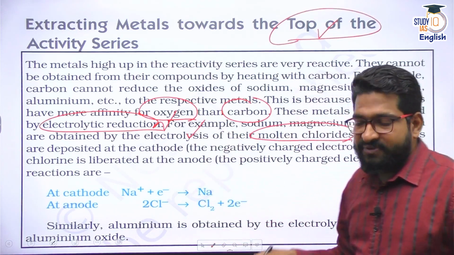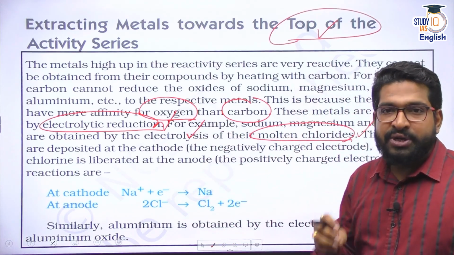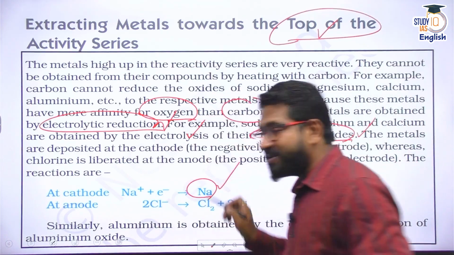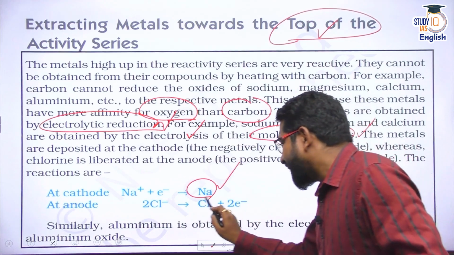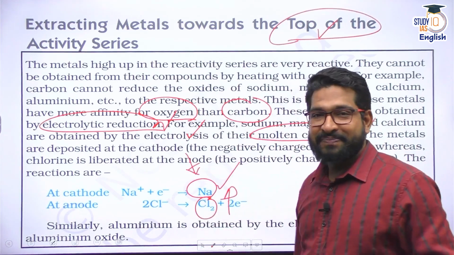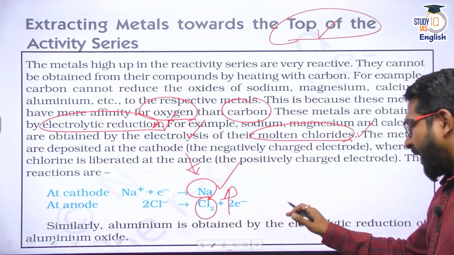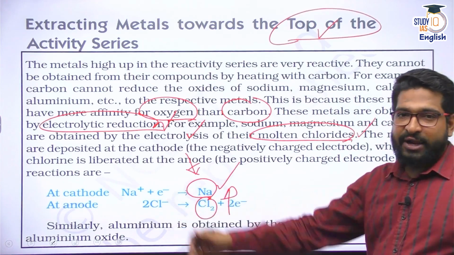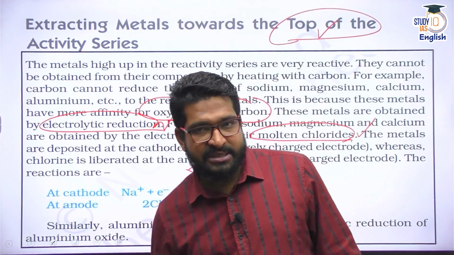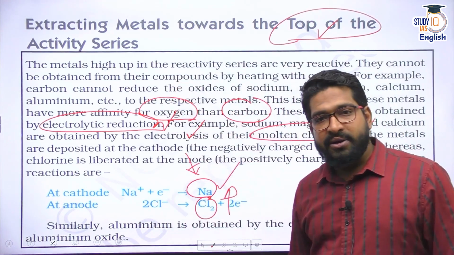So what happens when I give electricity or EMF to it? At the cathode side, I get the metal itself, and towards the anode side, the gas is released. So I get these metals. Similarly, for aluminium, I use electrolytic reduction of aluminium oxide. So for the most reactive metals, I perform electrolytic reduction.